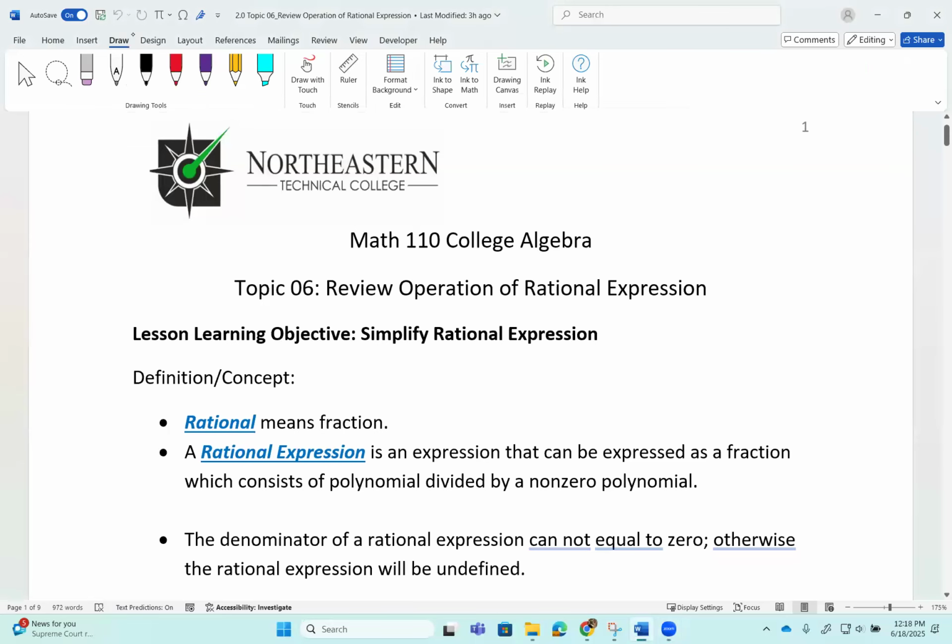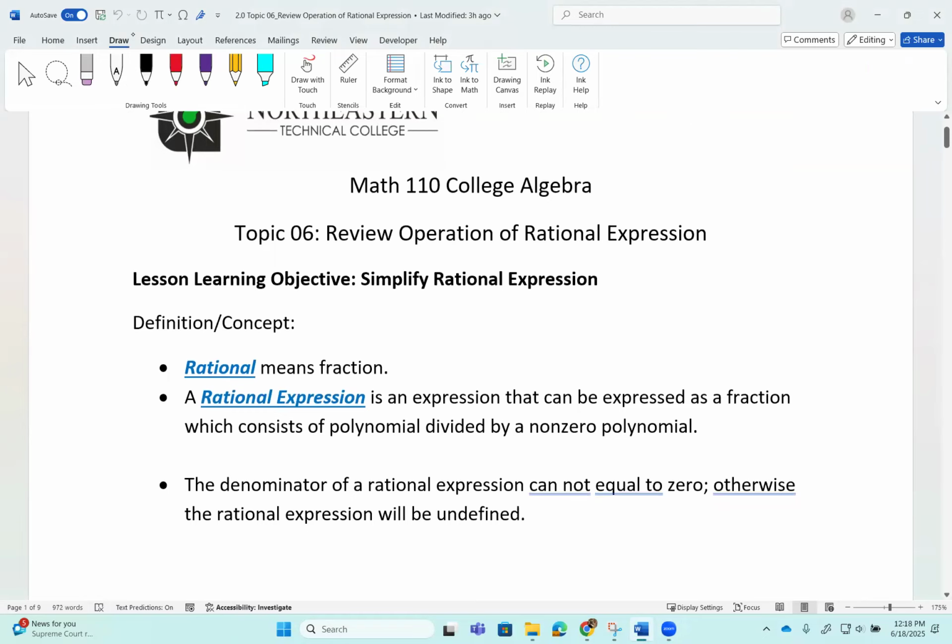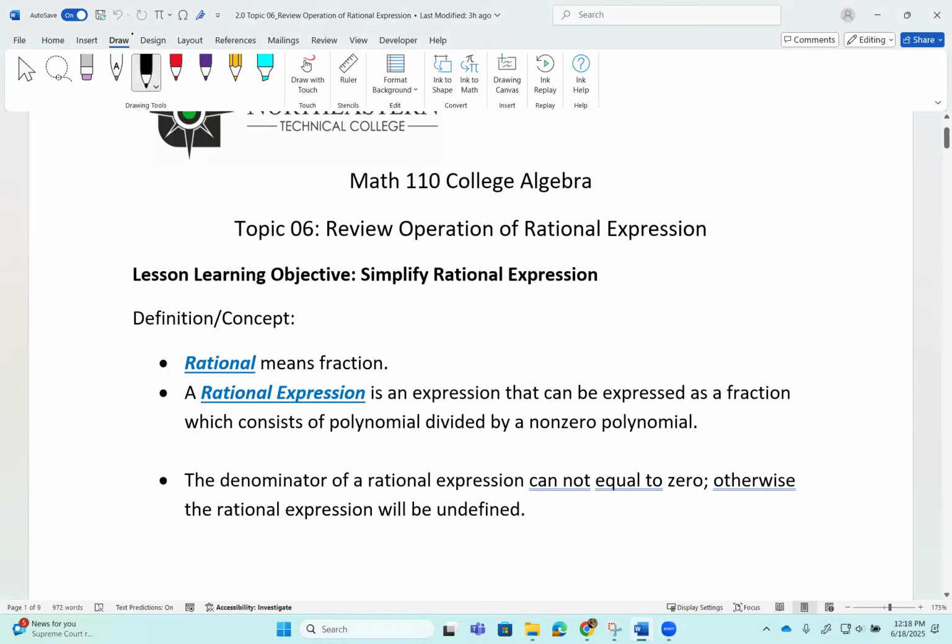Hey everybody, welcome to topic number 6. Let's review what we so-called the operations of rational expressions. So the word rational, I mentioned this word before, means the word fraction. Okay, the word rational is just a fancy way of saying the word fraction.